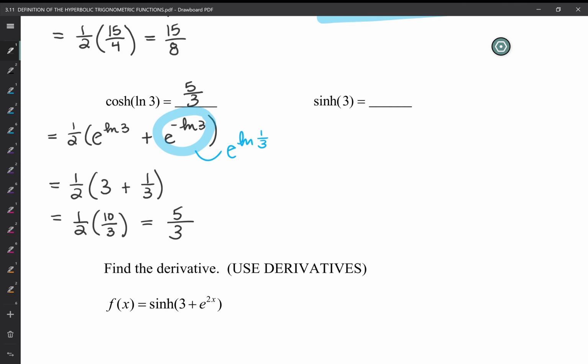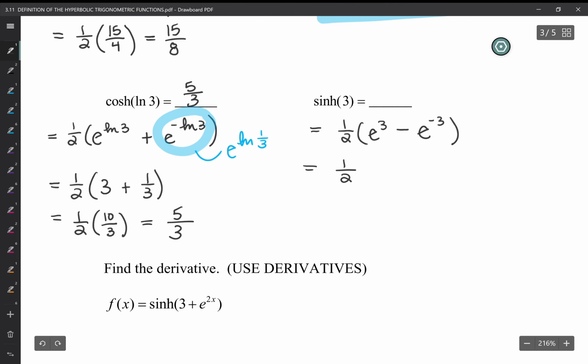Then finally we have the hyperbolic sine of 3, which is equal to 1/2 times e to the third minus e to the negative third, which is equal to 1/2 e to the third minus 1 over 2 e cubed.